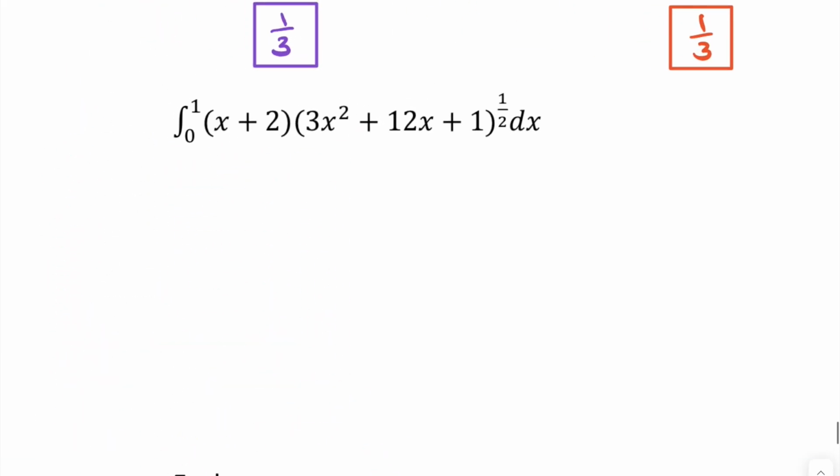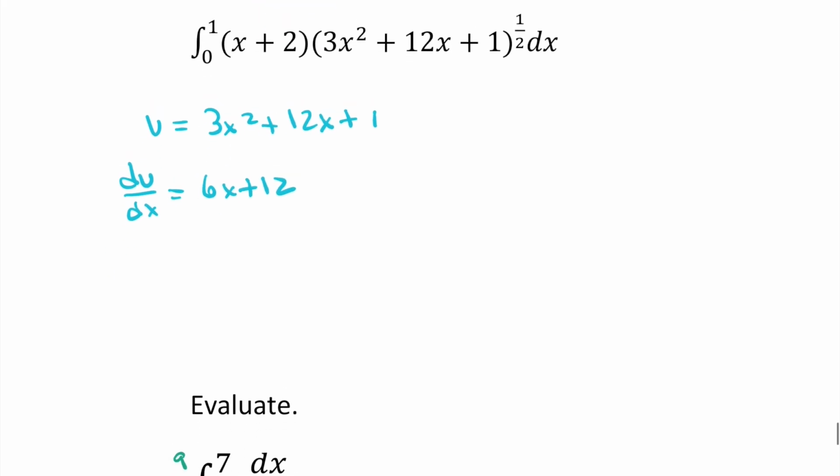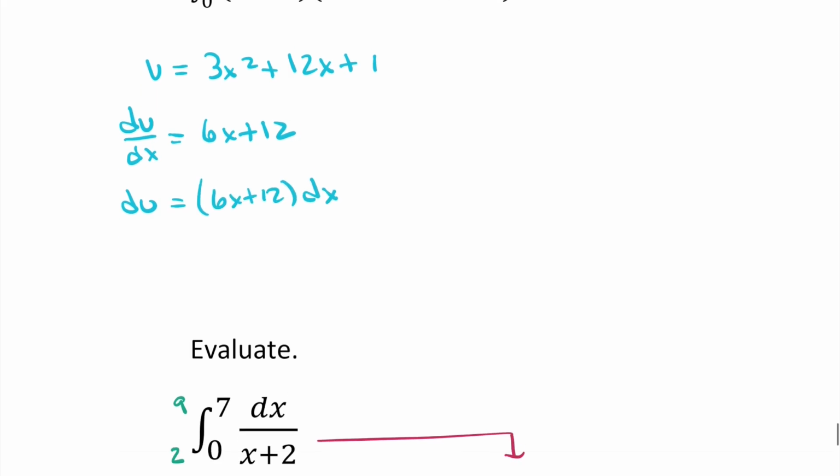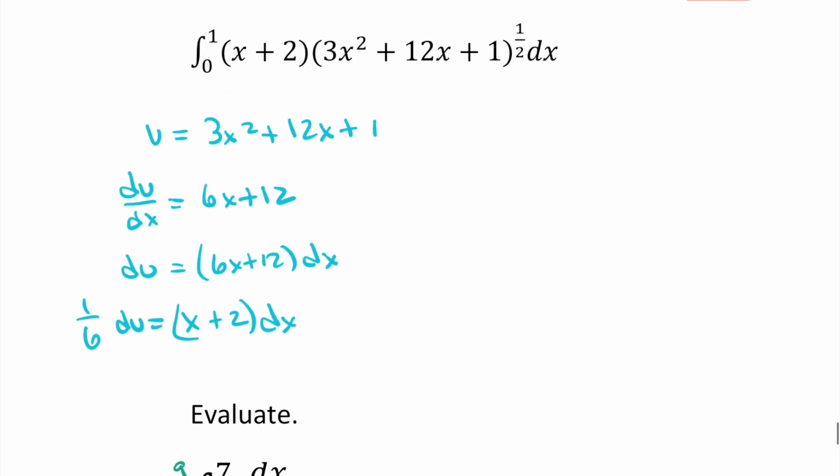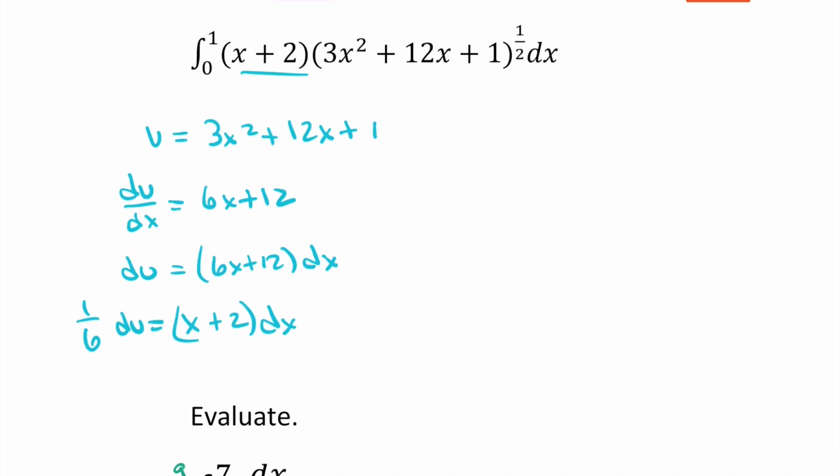All right, and this last one here, let's see. This one's a doozy. We're going to say u is equal to 3x squared plus 12x plus 1. du dx equals 6x plus 12. du equals 6x plus 12 dx. Factor out a 6 and divide it out. So 1/6 du is equal to x plus 2 dx. That's looking pretty good right there. That's your x plus 2 dx.